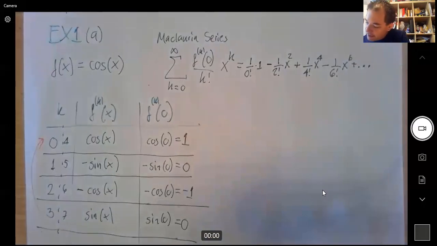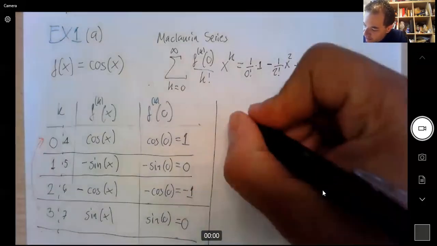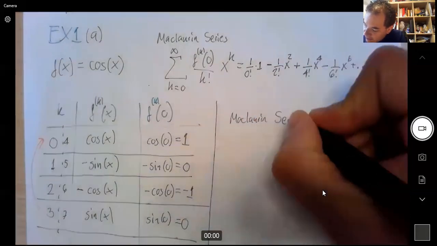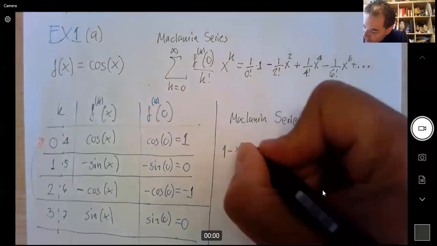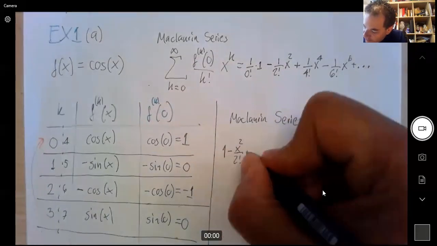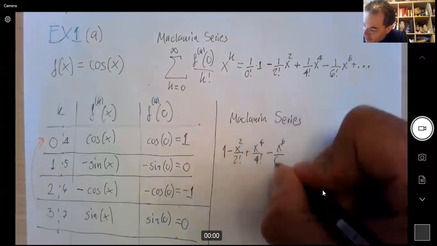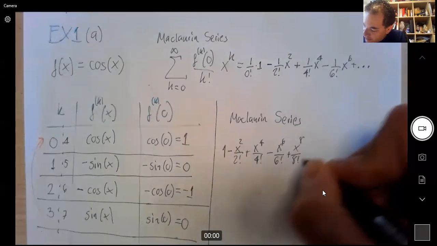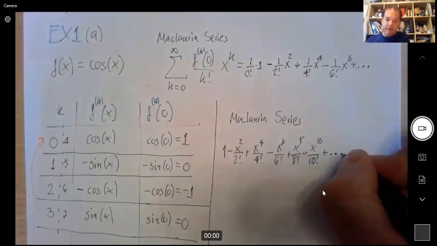So more precisely, this is what we get. The Maclaurin series is, like we said, 1 minus x squared over 2 factorial plus x to the 4 over 4 factorial minus x to the 6 over 6 factorial plus x to the 8 over 8 factorial minus x to the 10 over 10 factorial, etc. Right?